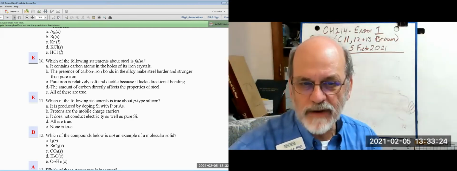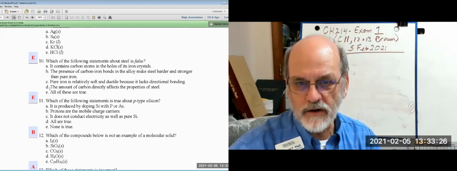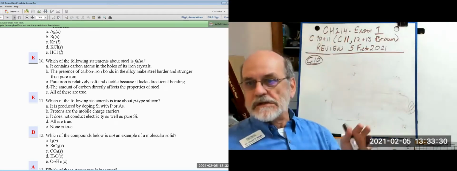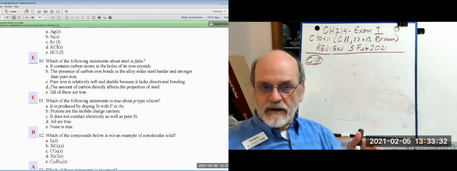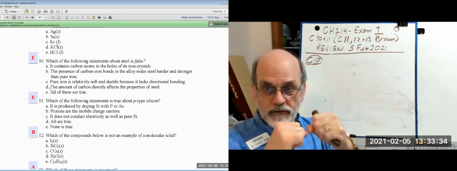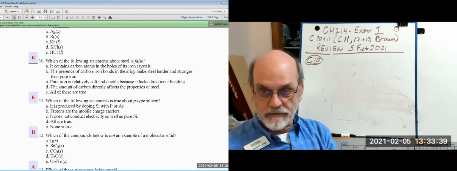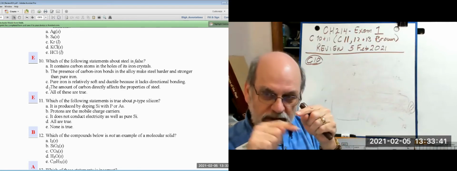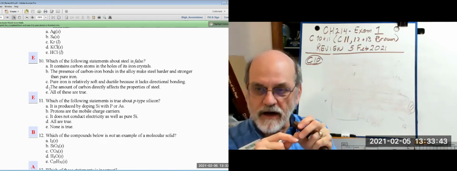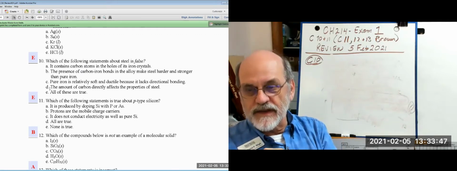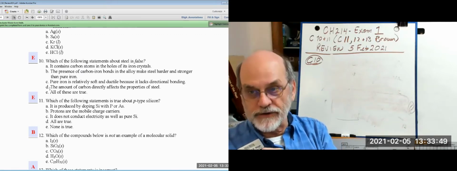It contains carbon atoms in the holes of its iron crystals. Is that true? As a matter of fact, it is. You have the iron crystals formed from iron atoms layered in their crystal structure, but the holes in between are small enough so we can fit carbon atoms. This is the alloy we call steel.